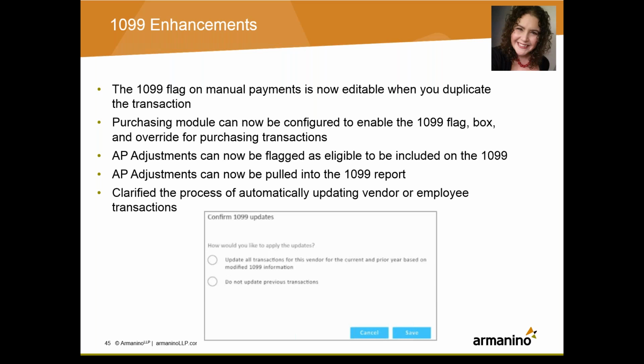These ones are great as well. The AP adjustments can now be flagged as eligible to be included on the 1099, so you don't have to update those all manually now, and you can reduce somebody's 1099able amount based on how that adjustment is applied. And they can now also be pulled into the 1099 report because they have that flag.